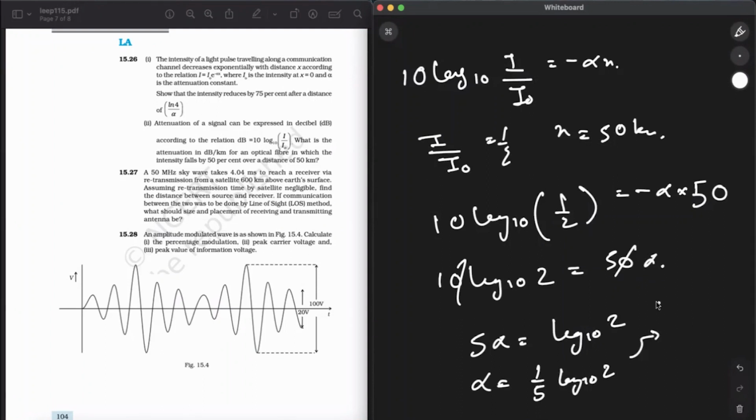This will be 0.3010 divided by 5. And that will be how much? If you calculate, it will be 0.0602 decibel per kilometer.